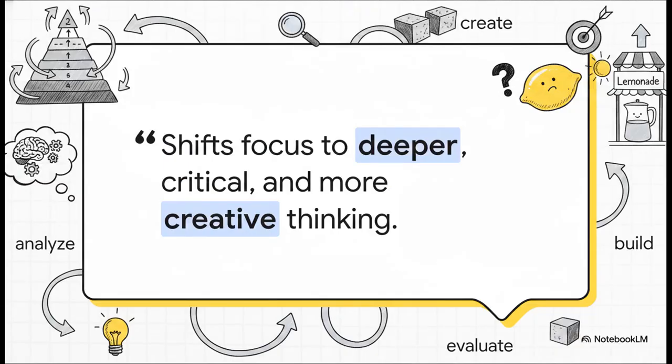To wrap this explainer up, there is a fantastic quote from our source material that just beautifully grounds everything we've talked about. Bloom's taxonomy shifts the focus away from passive memorization and provides a clearer, actionable map to guide learners toward deeper, critical, and more creative thinking. By simply swapping vague ideas for precise action verbs, you are totally transforming the educational experience.